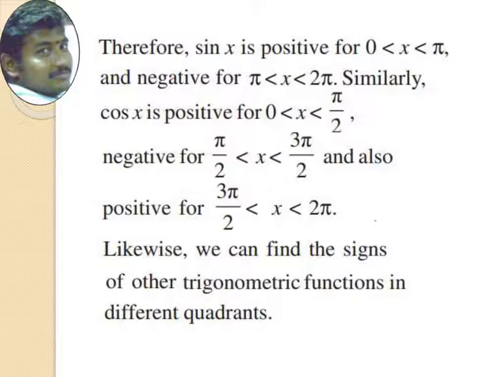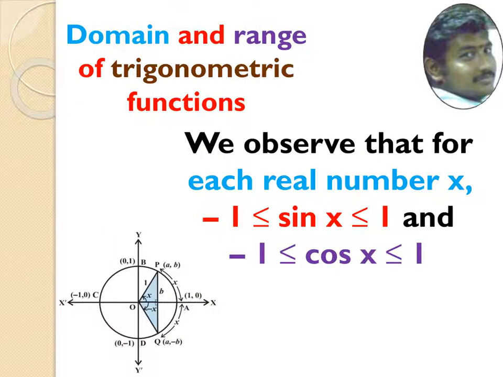Sin x is positive from 0 to pi and negative from pi to 2 pi. Similarly, cos x is positive from 0 to pi by 2, negative from pi by 2 to 3 pi by 2, and positive from 3 pi by 2 to 2 pi.